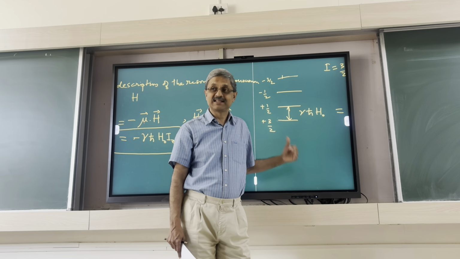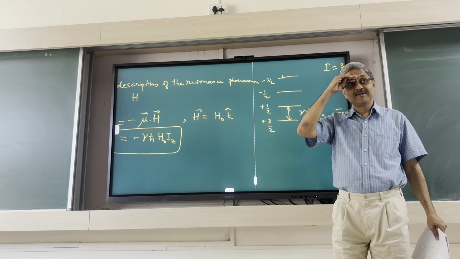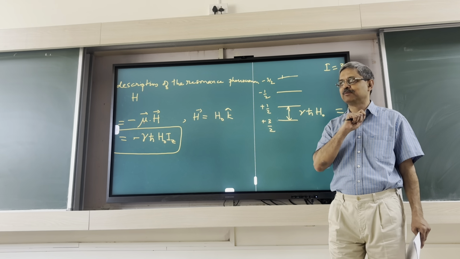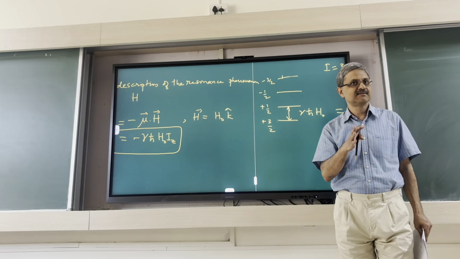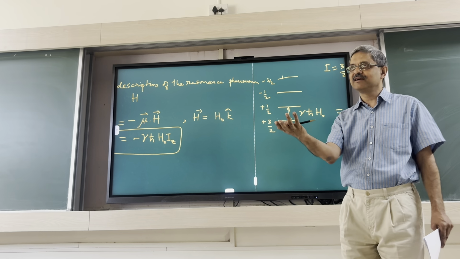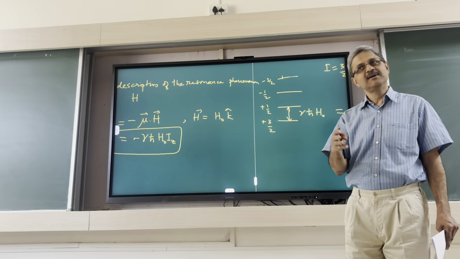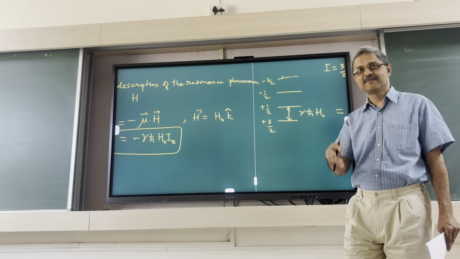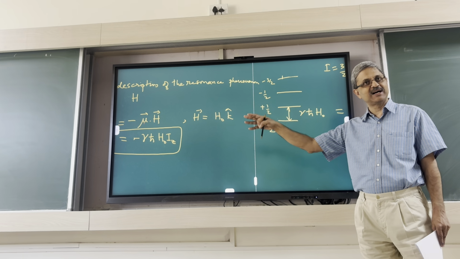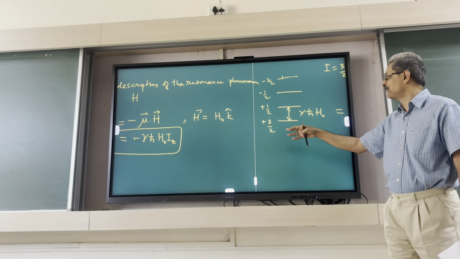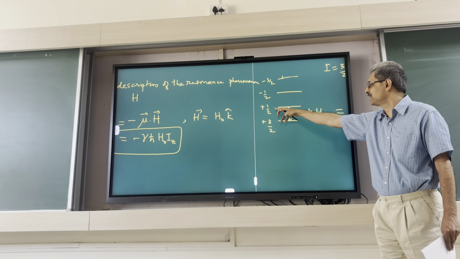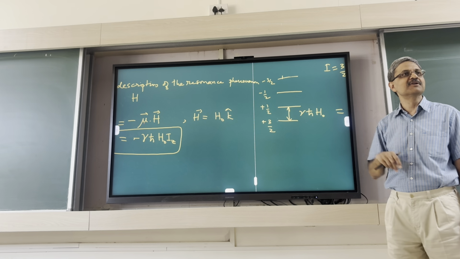So if you have mu x or Ix, then in terms of the algebra, Ix can be written in terms of I plus and I minus. I plus is Ix plus i Iy, where i squared is equal to minus 1, and I minus is Ix minus i Iy. So mu x can be written as Ix, which can be written in terms of I plus and I minus. If I plus and I minus act on these states, it is possible to change them. I plus acting on plus half will change it to minus, and so on.